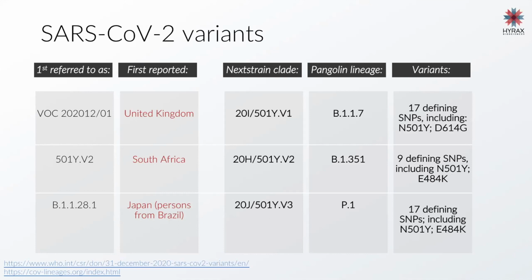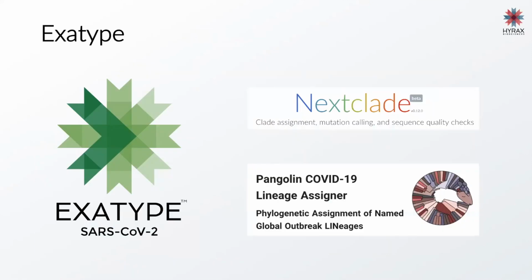So if this all seems quite confusing, don't worry, it is. And while there is a drive to define a standard nomenclature for describing these variants of concern, for now, both the Nextstrain clade and the Pangolin lineages are commonly used. So with that background, I'm very excited to hand you guys over to Imogen, who will take you through a practical demo of the platform to show you how we've incorporated these tools into Exatype.